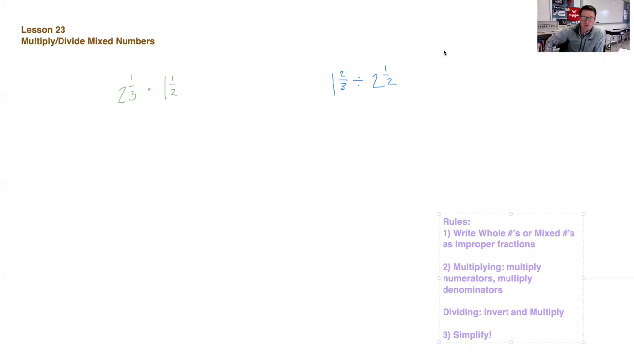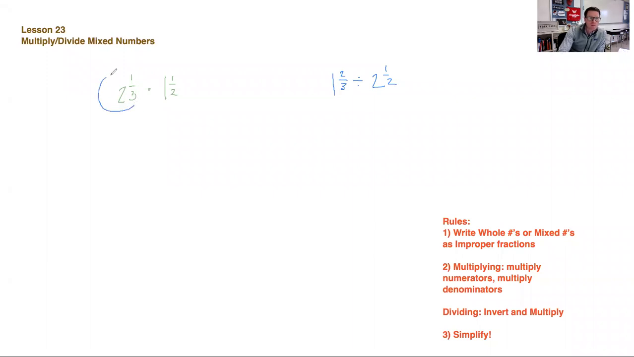So go ahead and pause, see if you can apply those rules to these two examples, and then we'll go over them. All right, let's go over it. So 2 1/3 times 1 1/2. Okay, the first thing, go back to purple. First thing I'm going to do is make these improper.